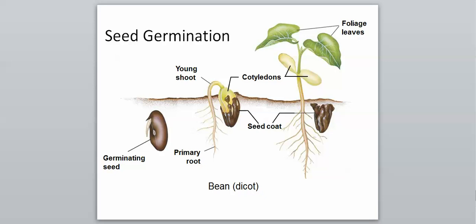Remember, our cotyledons are our original seed leaves, and they're what distinguish the monocots from the dicots.